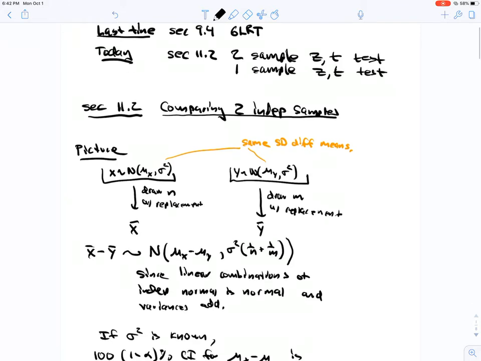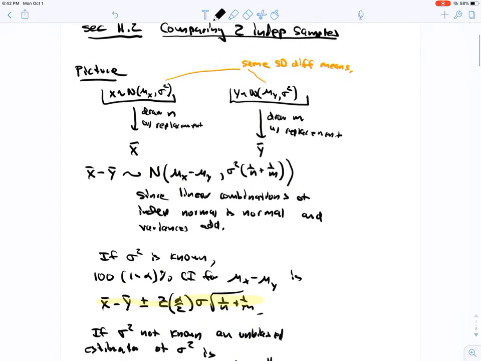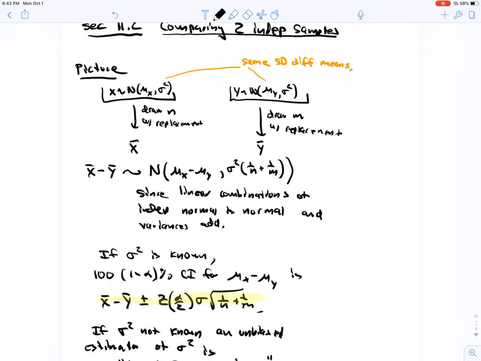So let's start with comparing two independent samples. So we have two boxes containing normal with known sigma squared and different means. So mu x and mu y can possibly be different. And we're drawing n with replacement from one box and m with replacement from the other, and forming the sample mean.